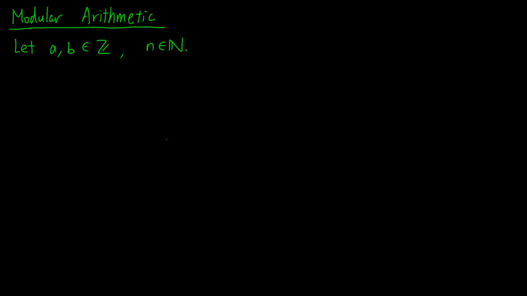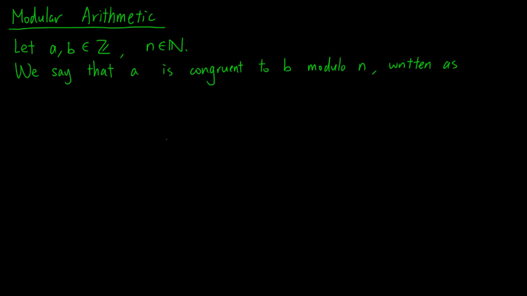In this video, we introduce modular arithmetic. We let a and b be integers and n be a positive integer. We say that a is congruent to b modulo n, written as a ≡ b (mod n), if n divides a minus b.